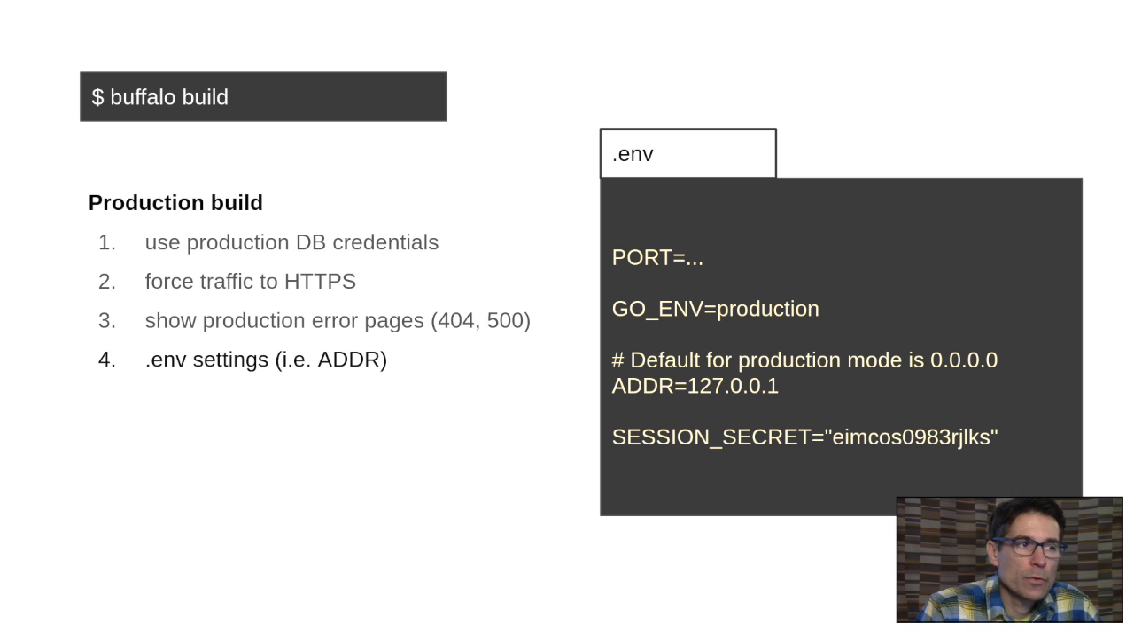Depending on how we're running it, we may need to change the port we're using. We can use the .env file to set production mode here with the GO_ENV variable. Running in production, Buffalo assumes the host address is 0.0.0.0. If you're running on a local host, you may need to set that address to 127.0.0.1. And running in production, you will also see an error message that the session secret is not set if you haven't done that. You can set that here in the .env file.